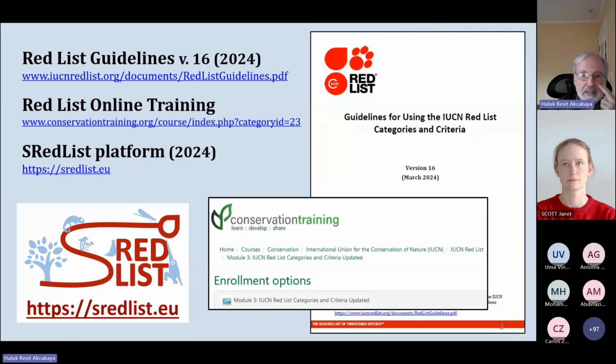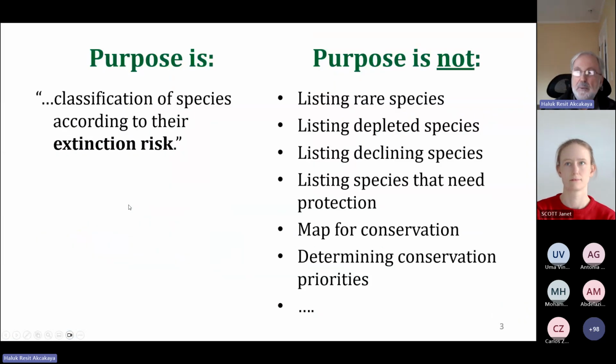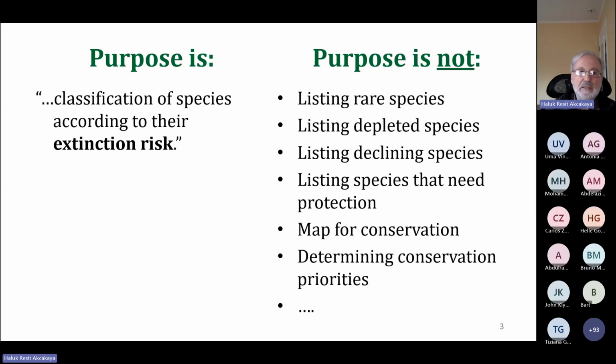So I'd like to start by reminding everyone about the purpose of the Red List, because some questions I receive and many misconceptions about the Red List are often related to its purpose. So the purpose, just to review it, is the classification of species according to their extinction risk. The purpose is not to list rare species or depleted species or declining species, or to list species that need protection, or create maps for conservation, or to determine conservation priorities.